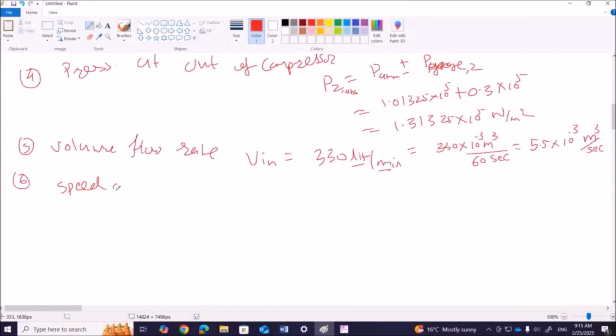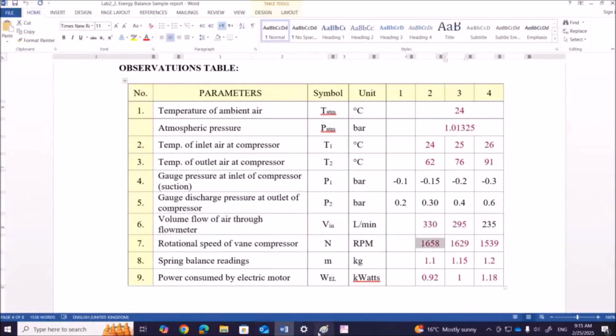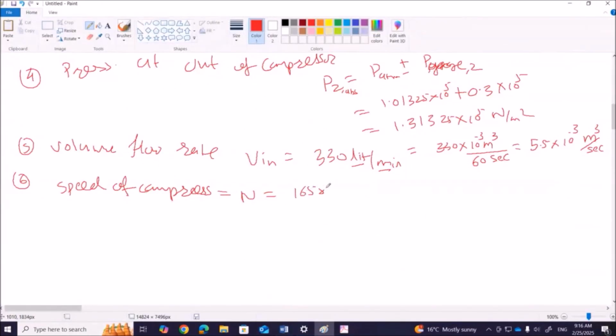Number 6, speed of compressor or electric motor. So N is equal to 1658 RPM, revolution per minute. 1658 divided by 60 revolution per second, RPS, and it is 27.633 RPS.